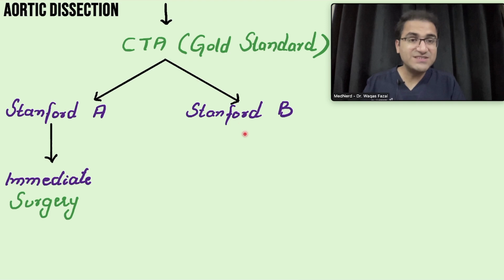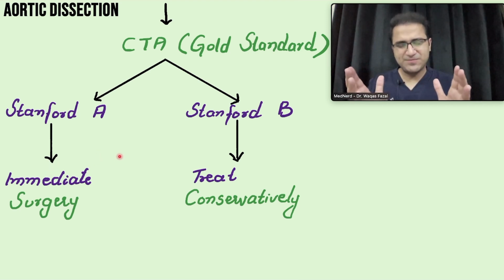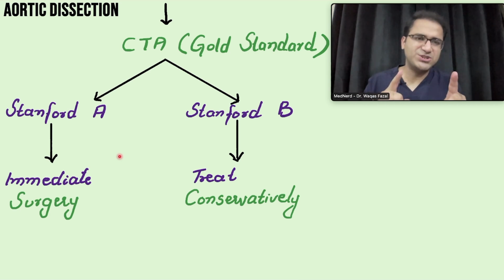If the patient is having Stanford B dissection, which is involving the descending aorta, in such patients you can treat them conservatively, where you just control the blood pressure with beta blockers. But in Stanford A, you go for immediate surgery. Remember, if the patient is having hypotension, even if it is Stanford B, usually such patients are candidates for surgery.